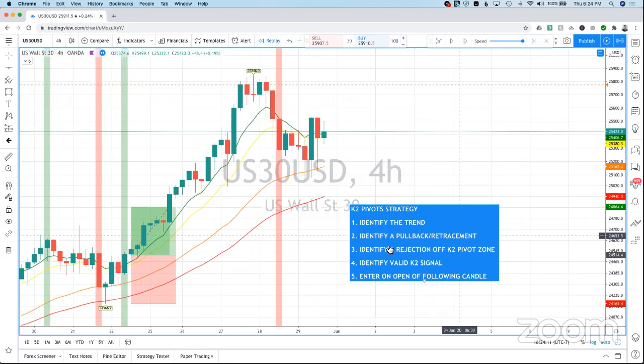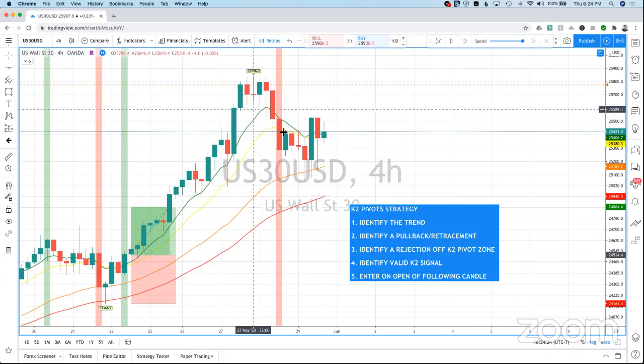Next, you want to identify a retracement pullback. Right here, you can see price reached a high, and then it retraced down this direction right here. So this would be the retracement. Lastly, you want to identify a rejection off the K2 pivot zone. You can see right here, price hit a low and rejected off this zone 1, 2, 3 times. So this is a nice rejection point.